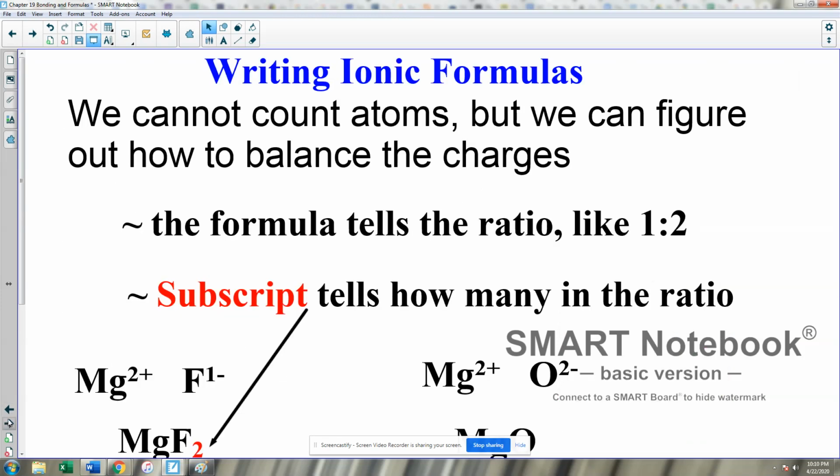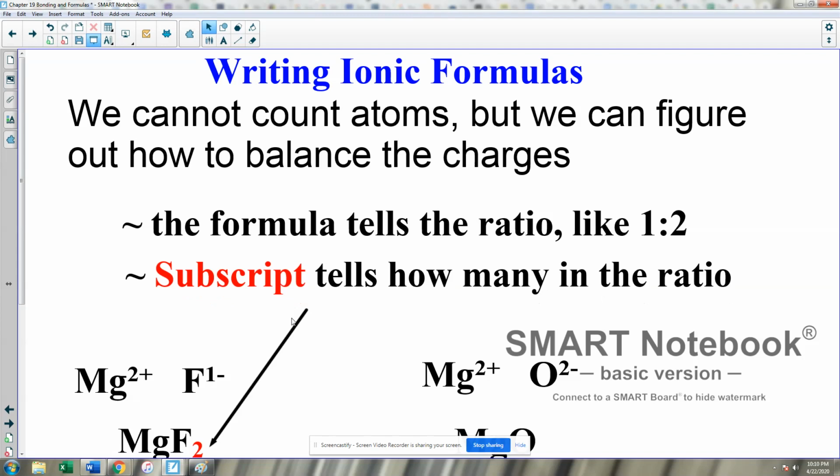So in order to come up with the ratios, we write what's called a subscript. We've mentioned subscript before. A subscript is a number that goes down below. Okay, so a subscript for any chemical formula, not just ionic compounds, but any chemical formula, tells you how many of that element is present.